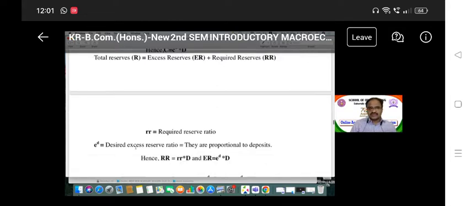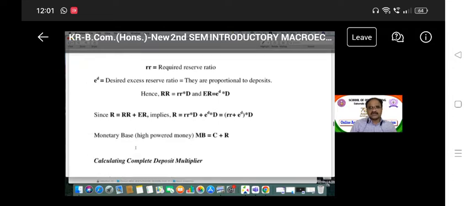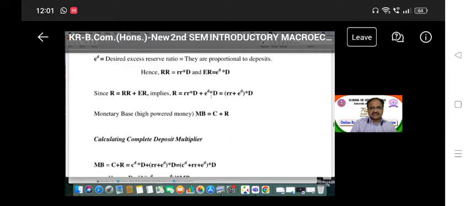Okay, beta. So RR is the required reserve ratio, right? And we write ED as the desired excess reserve ratio. They are proportional to deposits. So required reserves are equal to small RR multiplied by D, and excess reserves ER are equal to ED multiplied by D. D means deposits. Since R is equal to RR plus ER, required reserves and excess reserves, it implies that R is equal to (RR plus ED) multiplied by D.